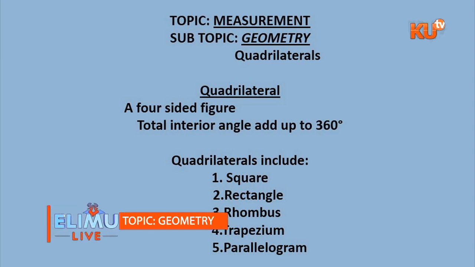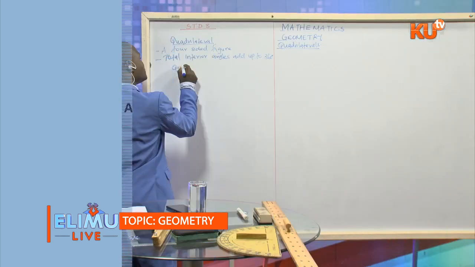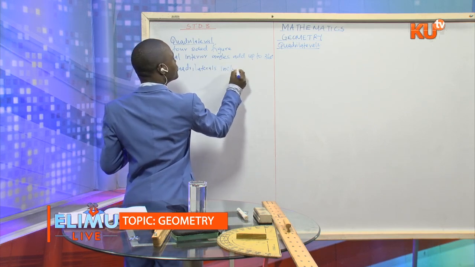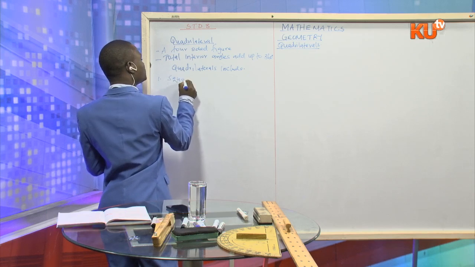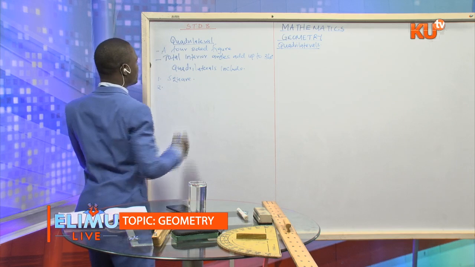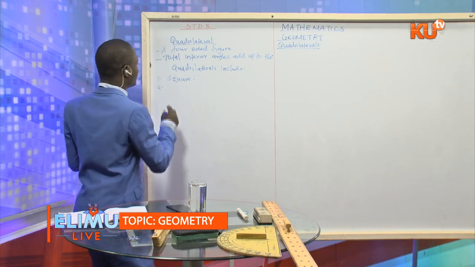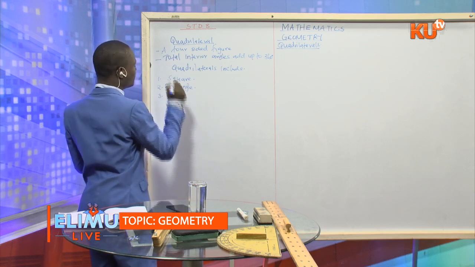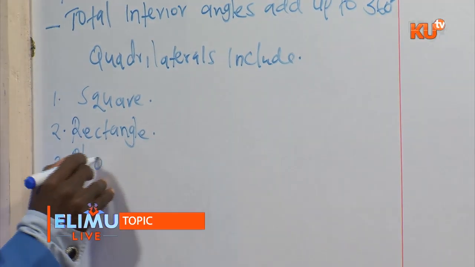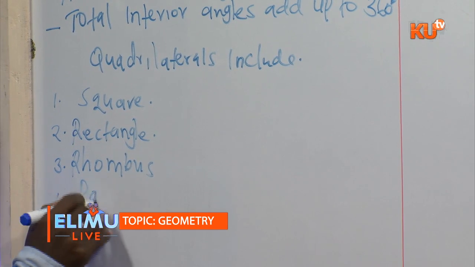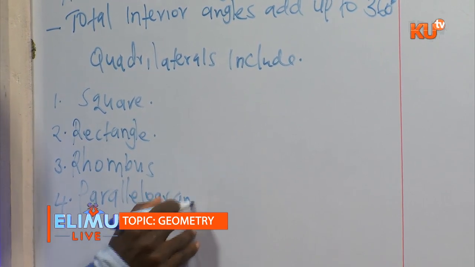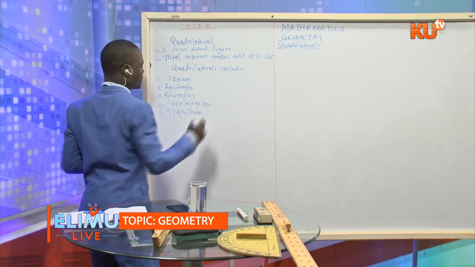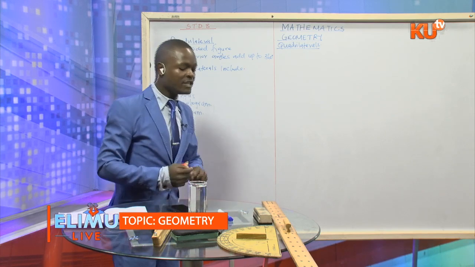Some examples of quadrilaterals include: one, square. A square is a quadrilateral. We'll discuss the properties of each quadrilateral I mention here. The second one is rectangle, another example of a quadrilateral. Number three is rhombus. Number four is parallelogram. Finally we have trapezium. So these five quadrilaterals are the ones I'm going to discuss.